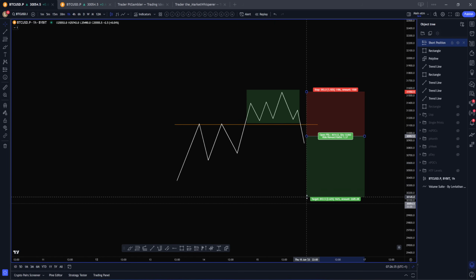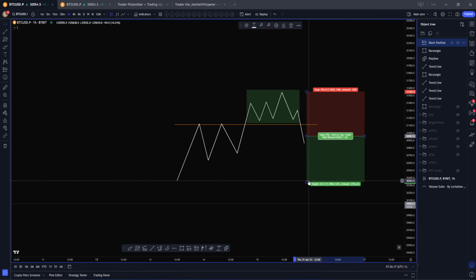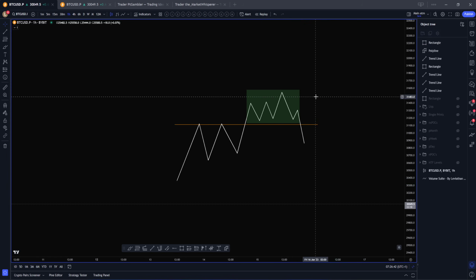Rather than just going for this, it still might be profitable, but to me something like this would end up working out a lot better in terms of your overall risk to reward and increasing your final profit, your bottom line at the end of the day.